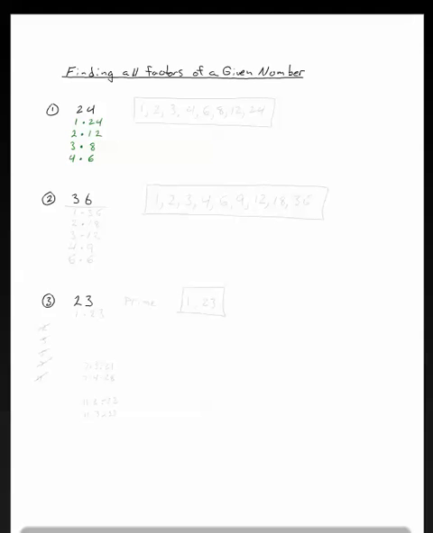And then is 5 times something 24? No. 5 times 5 is 25, but not 24. And then we're back to 6. And we already have 6 written down. So now we know we have all the factor pairs. So all the factors in order would be 1, 2, 3, 4, 6, 8, 12, and 24.